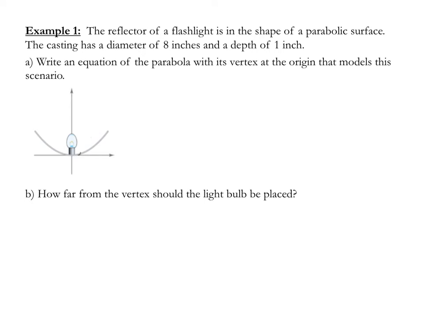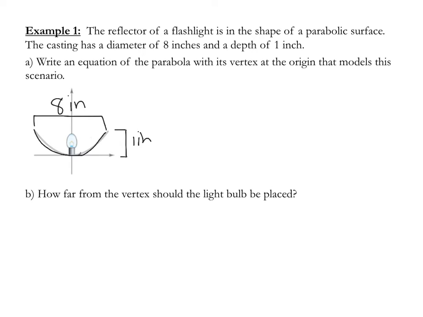We know that the diameter of this reflector, which is this curved part here, that's the reflector, that's 8 inches. And we know that it's 1 inch deep. We want to write the equation. So this is another instance just like the last problem where we don't know what p is right now. I don't know how far out that bulb is supposed to go.